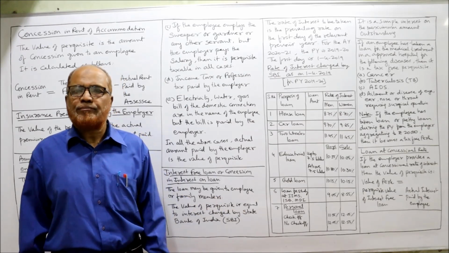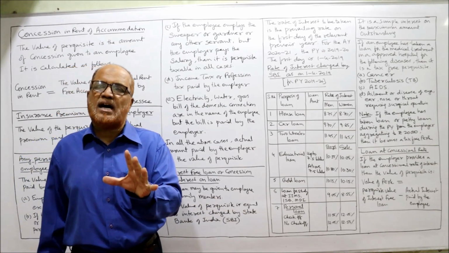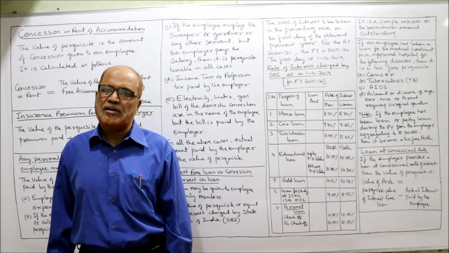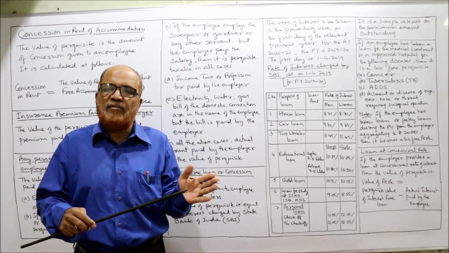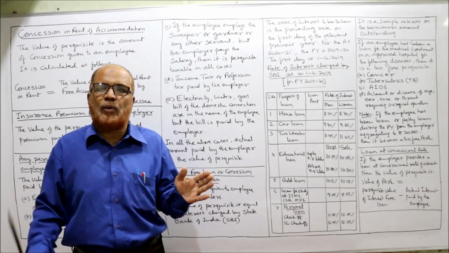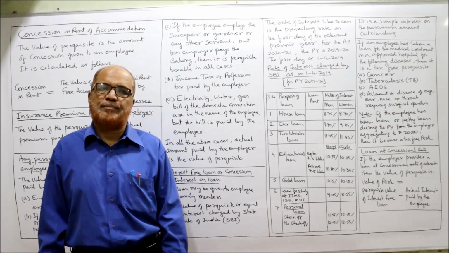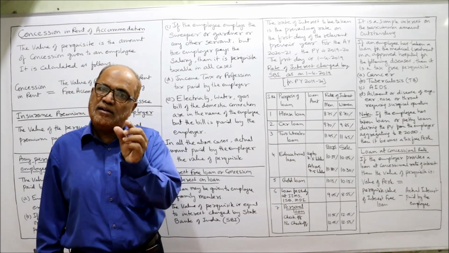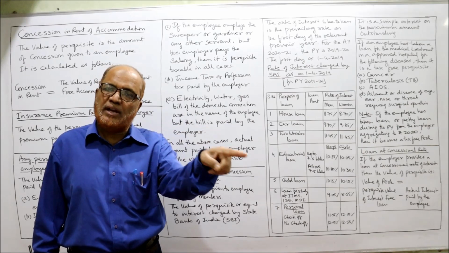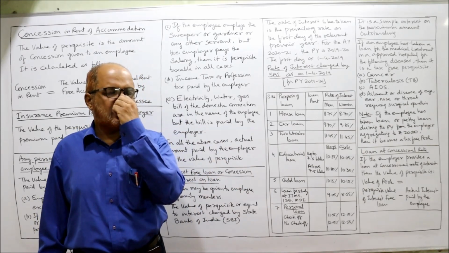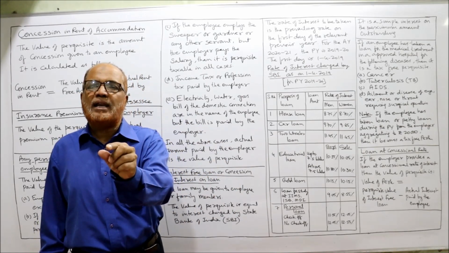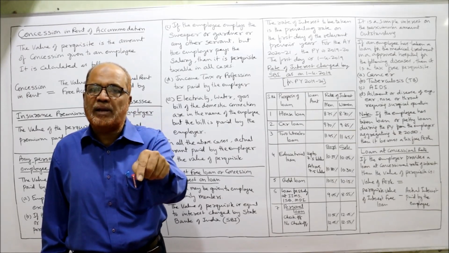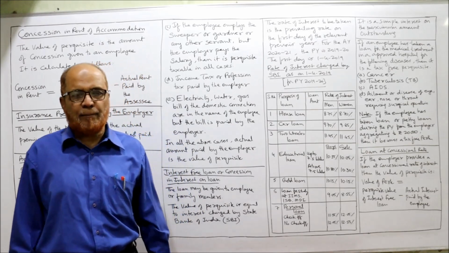Simple example. Suppose the SBI is charging 10% rate of interest. Now the employer has given 1 lakh rupees loan to the employee without charging any interest. So the Income Tax Act says, what is the rate of interest charged by SBI? 10%. That 10% will apply on the loan. 1 lakh rupees is the loan. So 10% of 1 lakh, 10,000, is the value of the perquisite, taxable in the hands of the employee.